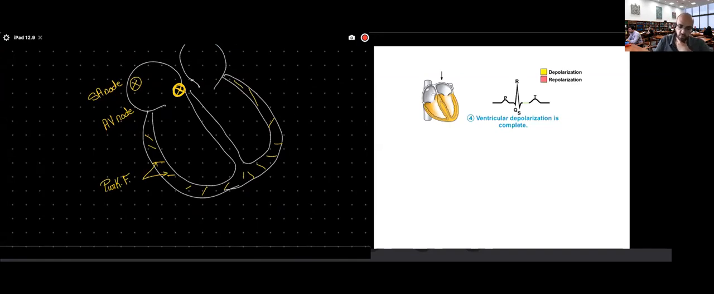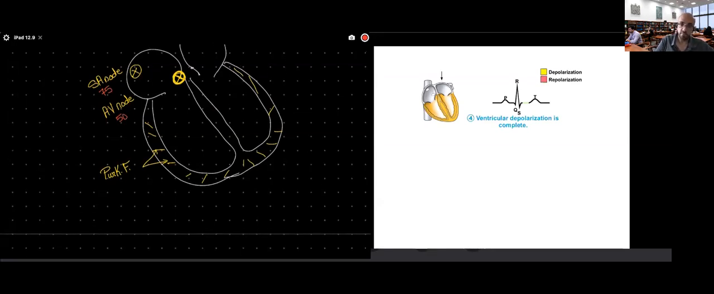Remember, which one would I follow? SA node generates 75 depolarizations per minute on average. Do you remember how many depolarizations can be generated per minute by the AV node? 50 depolarizations, exactly, on average. And how about the Purkinje fibers? 30 depolarizations. So which one would I follow? You follow the fastest node, and the fastest node normally is my SA node.